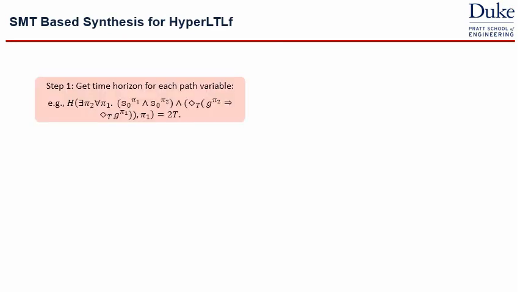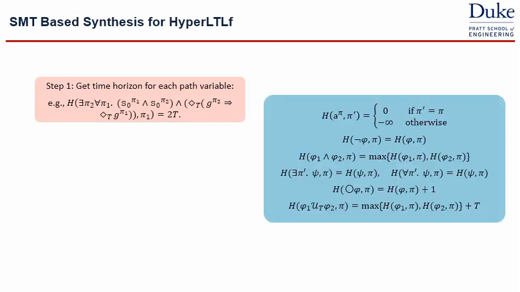The first step is to get the time horizon for each path variable. This is because we are considering a finite time fragment. Therefore, we only need to keep track of finite steps for each path variable. And the time horizon can be identified using the following inductive rules. For example, for this optimality objective, we need to keep track of path pi1 for 2t time steps.